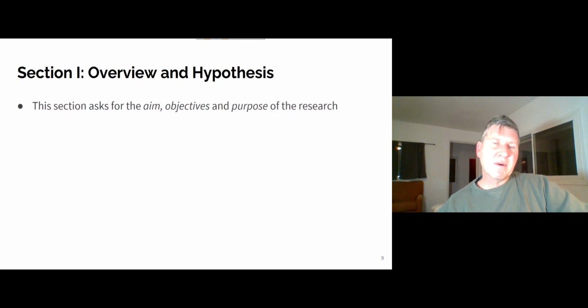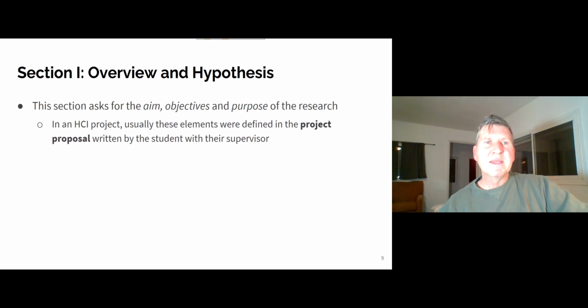The first section is the overview and hypothesis. This section is going to require you to think a little bit. You want to put the aim, the objectives, and the purpose of the research that you're proposing. So in an HCI project, usually these elements are defined in the project proposal written by the student with their supervisor, which is a separate document.